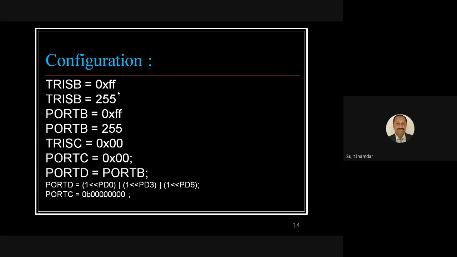So like this, the data will be assigned to that particular port D with this command. Okay. Then the last one, that is the port C, is equal to 0B 00000.